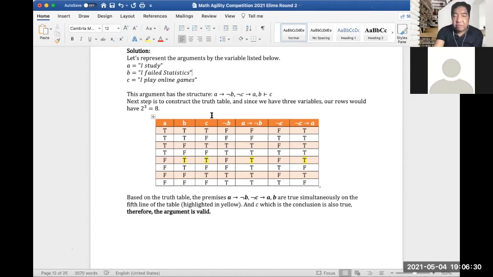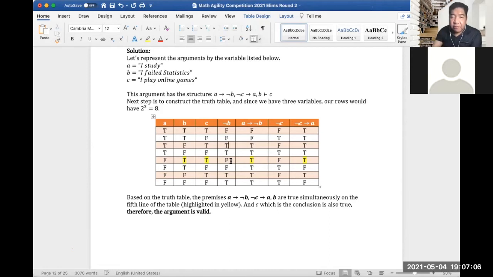And then the negation of B would be, so if B is true, then the negation of B is false. And if B is false, then it must be true if it's a negation of B. So just following that rule, we'll be able to fill up the fourth column, which is negation of B. And then A conditional to negation of B. So we know that this would only be false when A is true and negation of B is false.